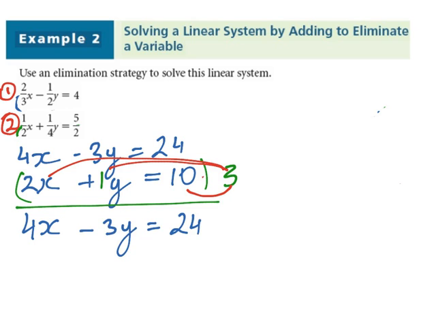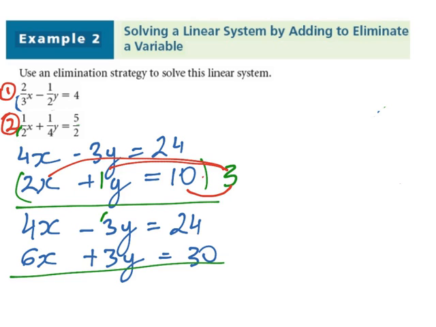So the second equation is going to be 3 times 2, which is 6x. 3 times 1, which is positive 3. Don't forget the y. And 3 times 10 is 30. It's a common mistake to forget to multiply the constant term, which is 10, by 3. We're going to continue on and recognize that now we have the 3's that are identical.